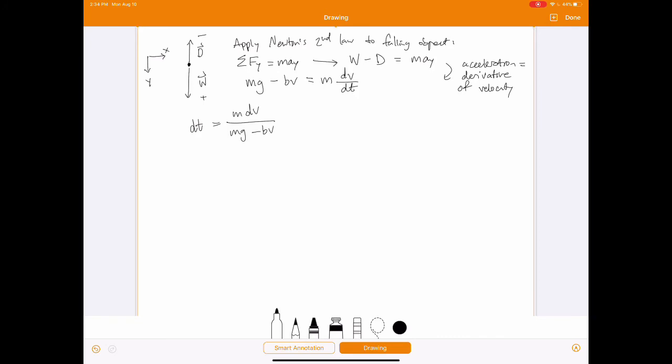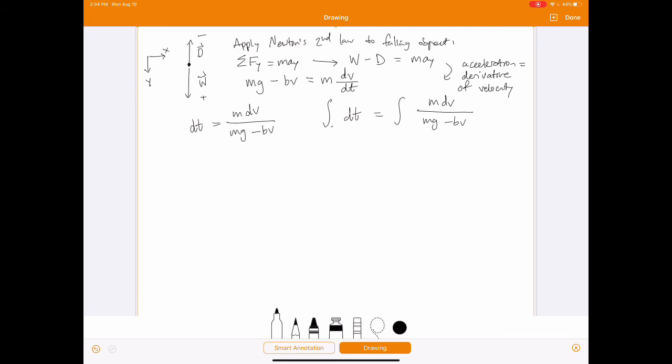Now at this point, you should be looking at this equation and thinking, it kind of looks like I can integrate both sides because I have little infinitesimals on each side of the equation. And if I add them all together, that's just integration. So we're going to integrate the left side, the integral of dt. We're going to integrate the right side, which is the integral of m dv divided by mg minus bv. And we're not done yet because we need to put the limits on the integral.